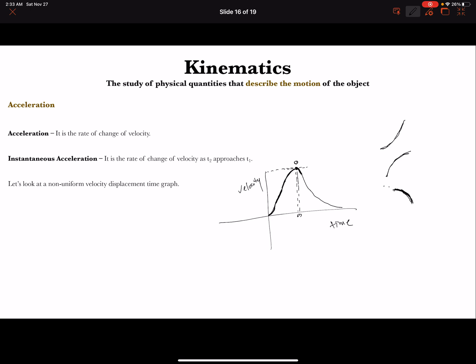Then from this point to this point it is a straight line, and so it's uniformly decelerating. And then from this point to this point it's like this. So it's again a negative gradient, but its deceleration is decreasing. It's not increasing, it's decreasing. Here it was decelerating faster, and here it was decelerating slowly.